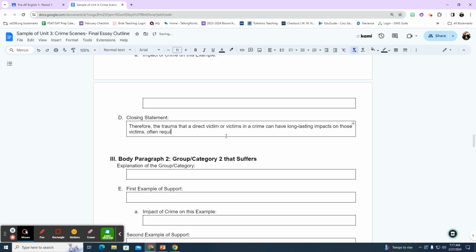Often requiring, I'm just going to elaborate here, some therapy, medical treatment, and support to heal. So again, I just kind of wrapped up that paragraph by talking about what direct victims go through, closing it out. Very simple, one or two sentences is all you need for a closing statement. So go ahead and close out your first paragraph on your outline.